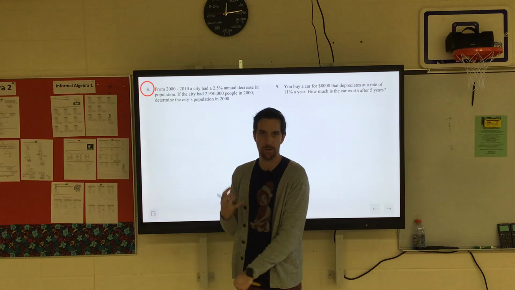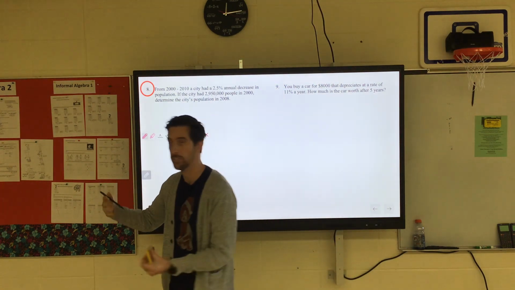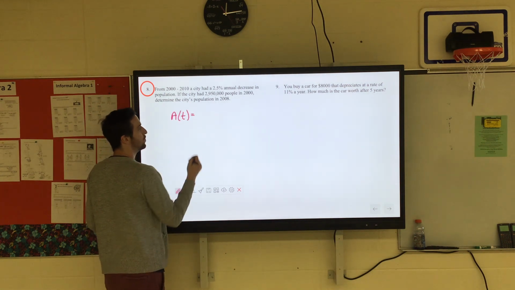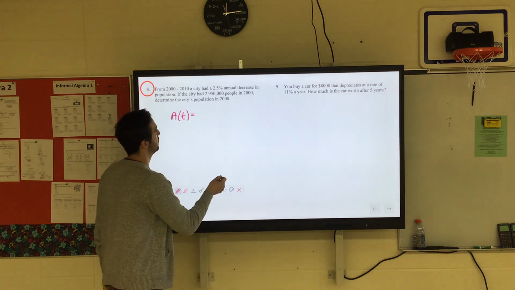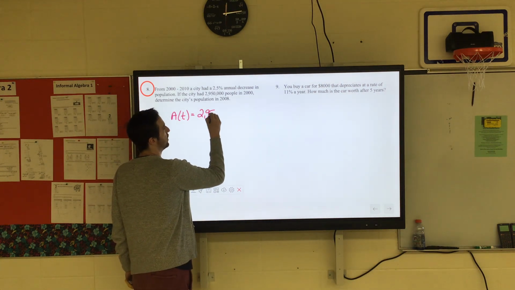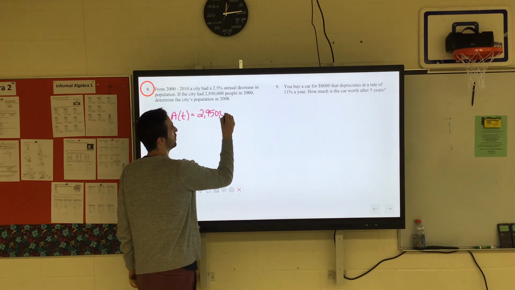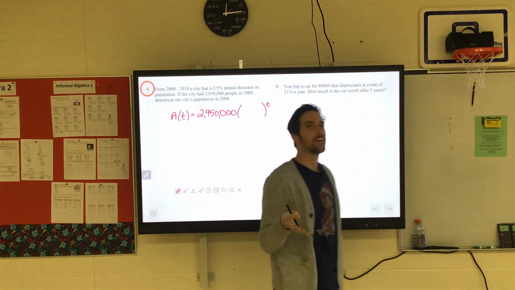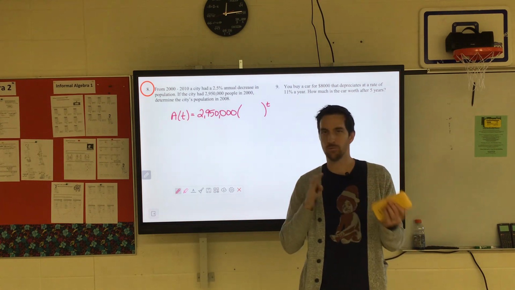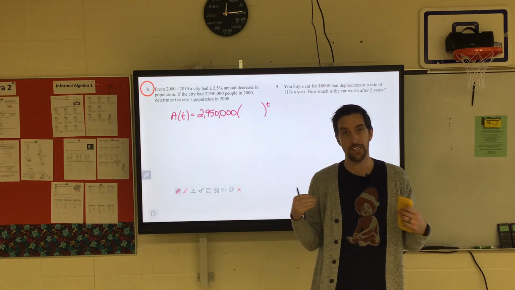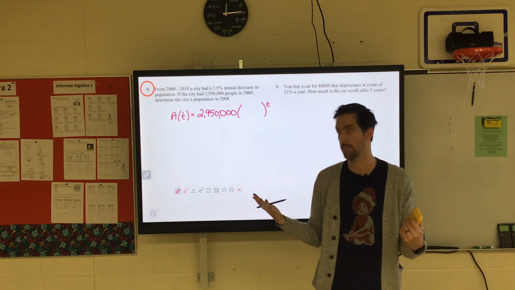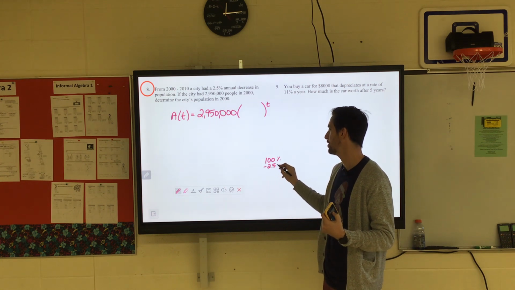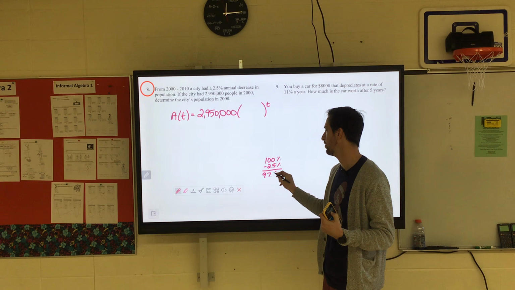So I think it's going to be good practice to set up the general formula for this situation. A of t equals A sub 0, which is our starting amount, and our starting amount of people here is 2,950,000. Now remember, in the parentheses, raised to the t power, we're starting at 100%, and we either add or subtract from that 100%, and then we convert it into a decimal. Now this is saying it's decreasing 2.5%. So if I subtract 100% minus 2.5%, that gives us 97.5%.